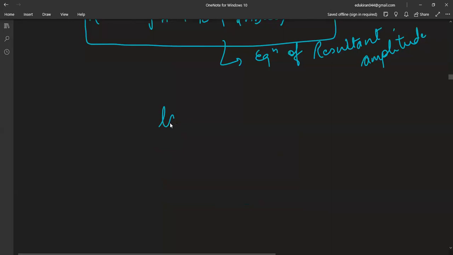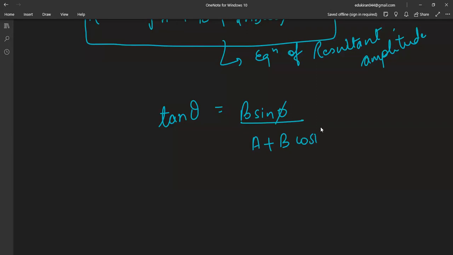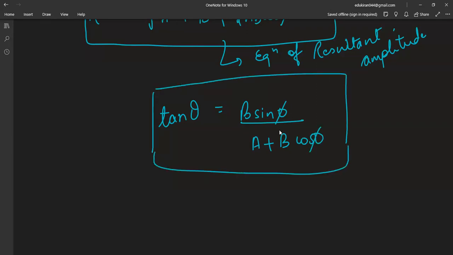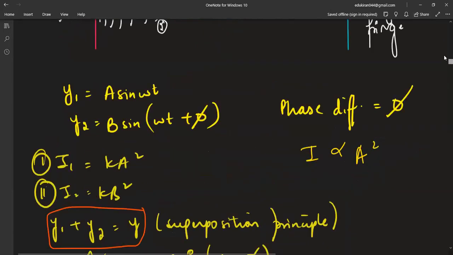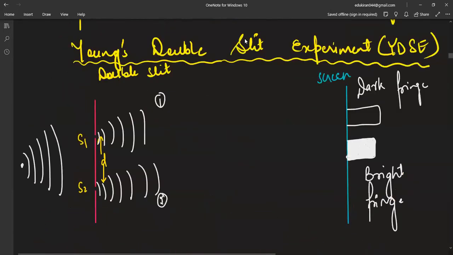And similarly, in parallelogram law, the way you write it, tan theta is equal to b sine phi divided by a plus b cos phi. This you can use for finding out the value of theta. All right, this is how you will use it. So small derivation, but important is this. Very small derivation, this you can write down. Let me know any doubts you're having from Young's double slit experiment.